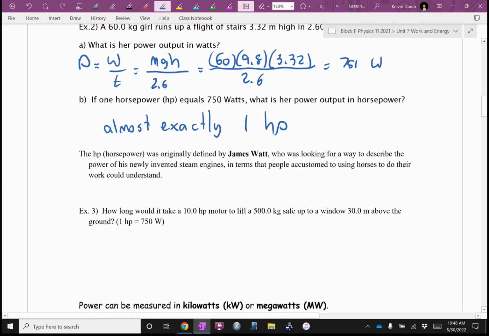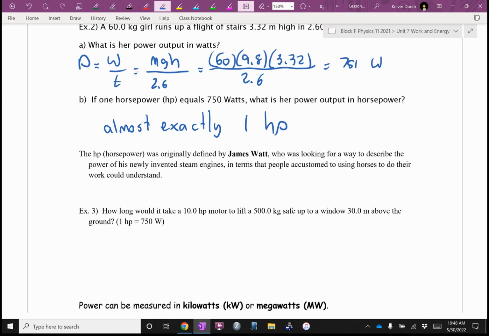The horsepower was originally defined by James Watt, for whom the Watt is named. Some people will say he invented the steam engine. If he had invented the steam engine, he would be worth having a unit named after him. Clearly, he didn't invent it. He improved it. What he really was, was a good marketer. He had these improved steam engines, and he wanted to sell them to farmers. And so he invented a unit called the horsepower.